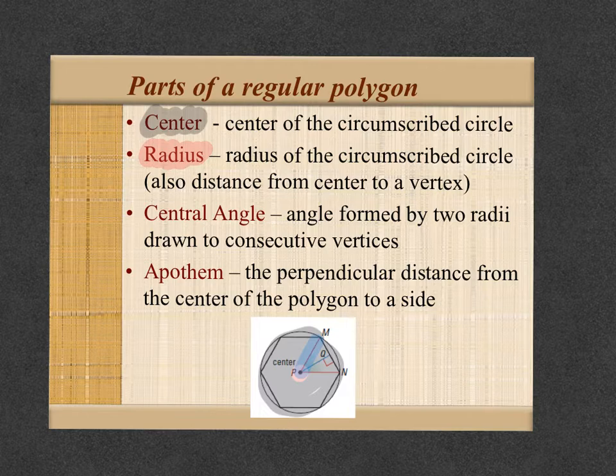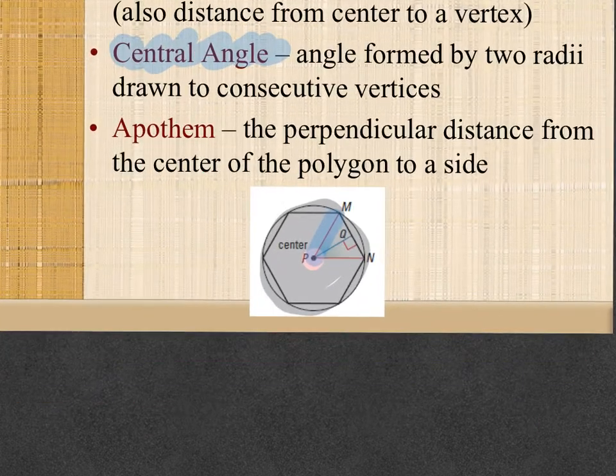So again, radius would go distance from the center to a vertex. Has to go to a vertex, yep. The central angle is the angle formed by two radii drawn to consecutive vertices. So if I were to look here, these little red lines here, those are radii, so that this angle here would be the central angle. You could also draw here and here. This would be a central angle here. All of these would be central angles, okay?